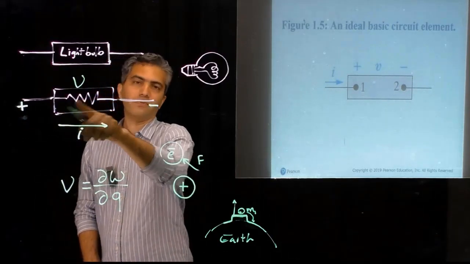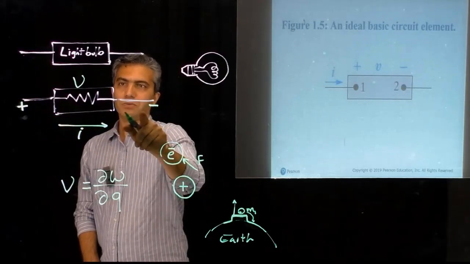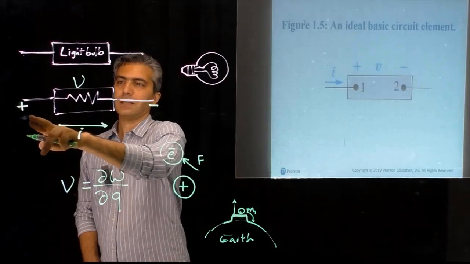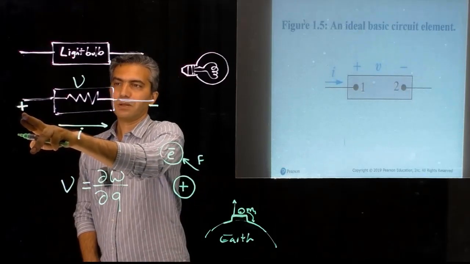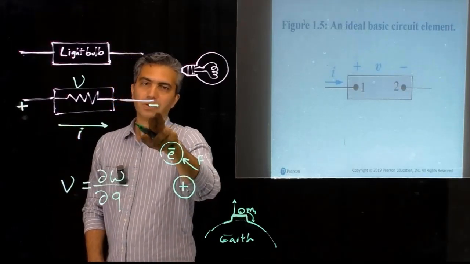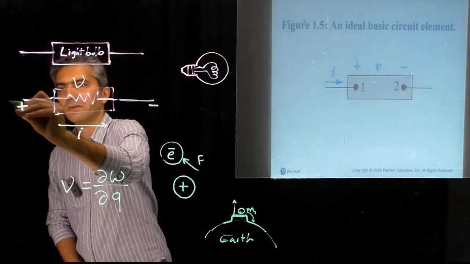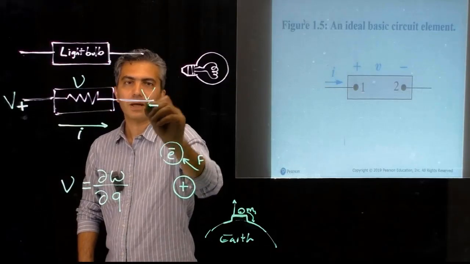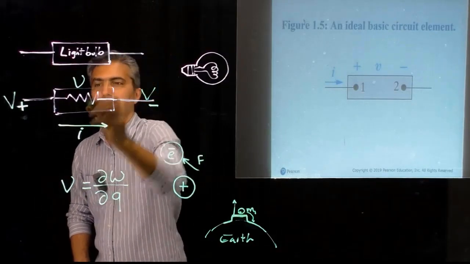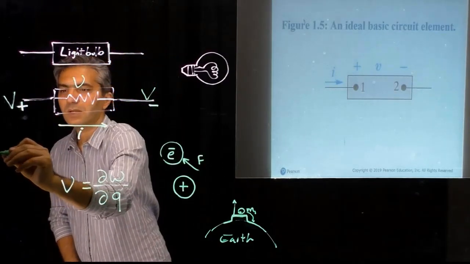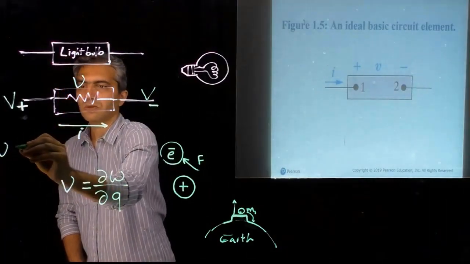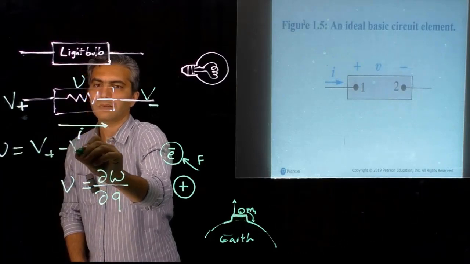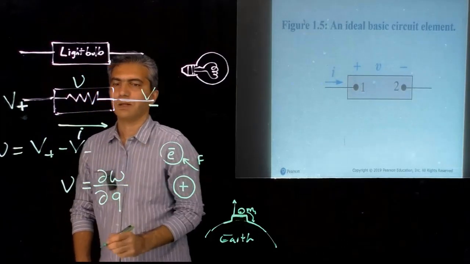Okay, so voltage of that potential. The voltage for a component is basically the difference between the potential on this side and the potential on the other side. So we can define this as the potential V plus, and the other potential V minus, and then we say the potential across, or the voltage across, is equal to V plus minus V minus.